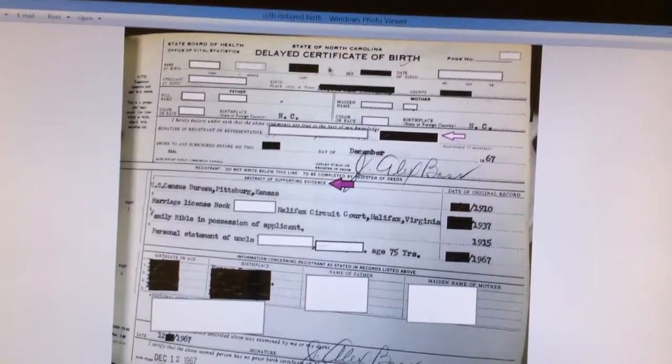This one, for example, says that the person got married in Halifax County, Virginia. However, this is a North Carolina delayed certificate of birth. So that could tell you that, well, maybe they lived on the border. And we will learn more about what happens when you live on the border and how to research that at a later time.